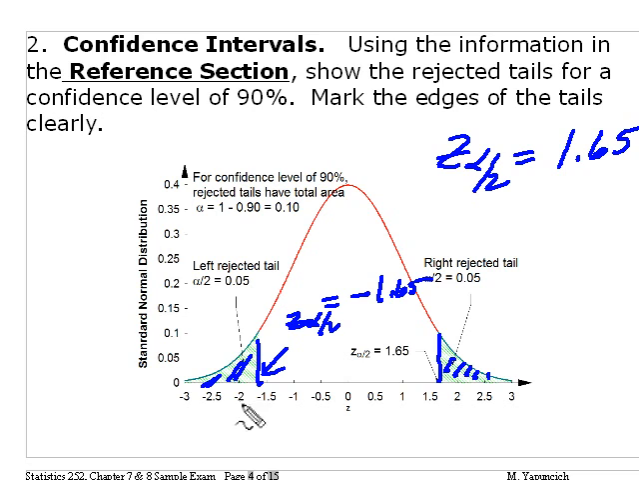So for a confidence interval, you have certain values that you reject, and that would be the extremes, these two tails, and this would correspond to your interval.